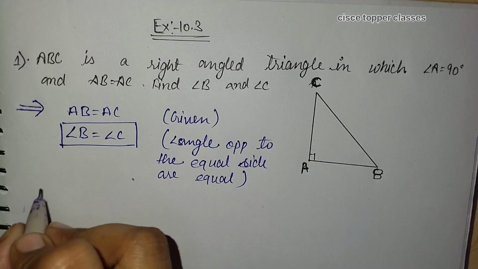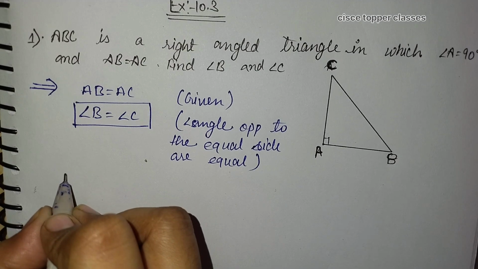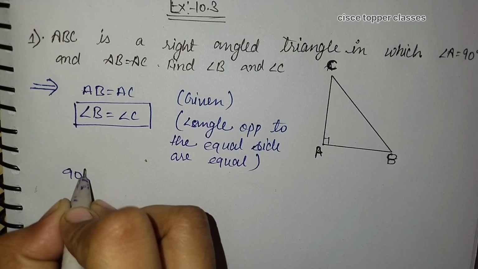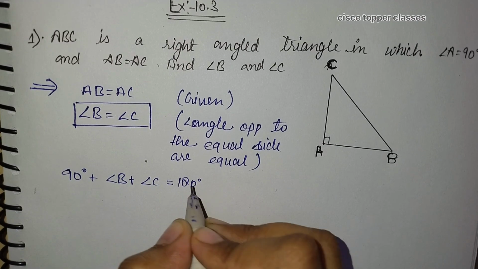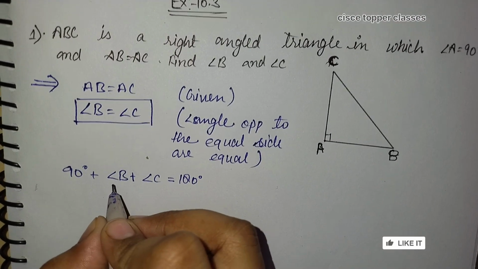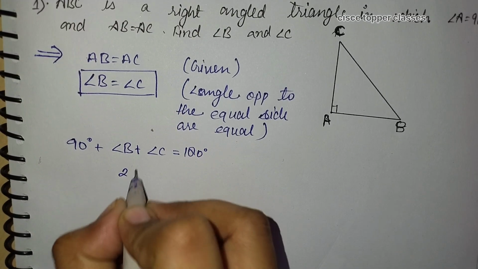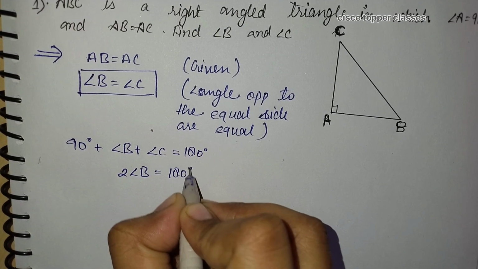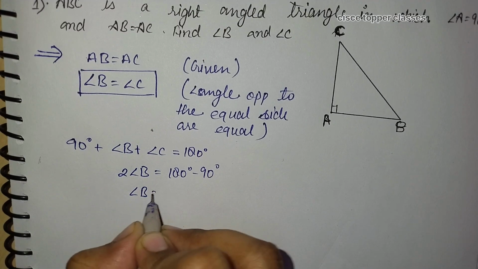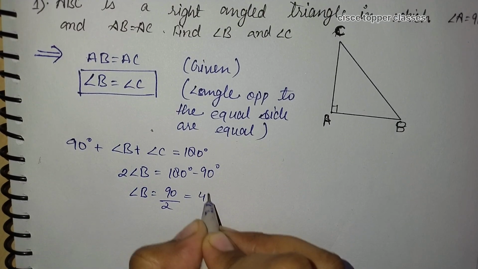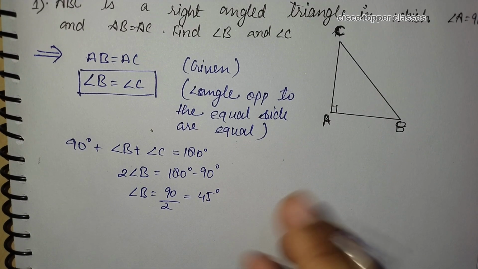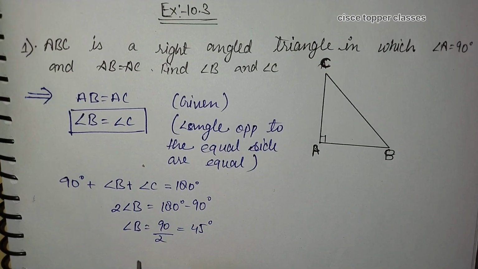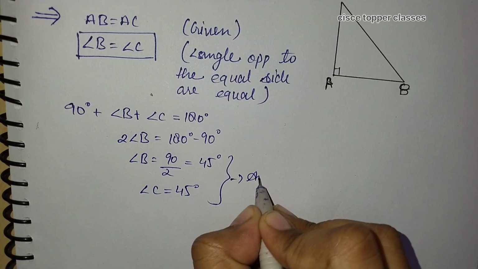Now we can find the values of angle B and angle C. Because angle A is equal to 90 degrees, angle B plus angle C is equal to 180 degrees minus 90 degrees, by the angle sum property. Now angle B is equal to angle C, so 2 angle B is equal to 180 degrees minus 90 degrees. So angle B is equal to 90 divided by 2, so it will be 45 degrees. So angle B is equal to 45 degrees and angle C is equal to angle B, hence angle C is equal to 45 degrees only. So this is the answer to this question.